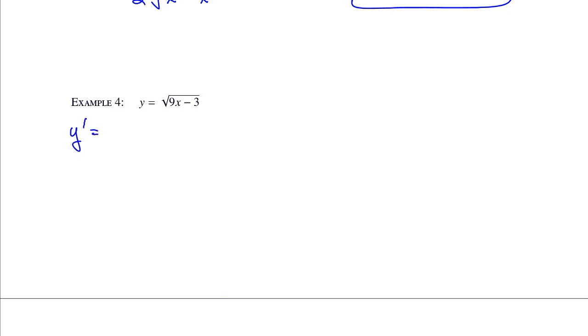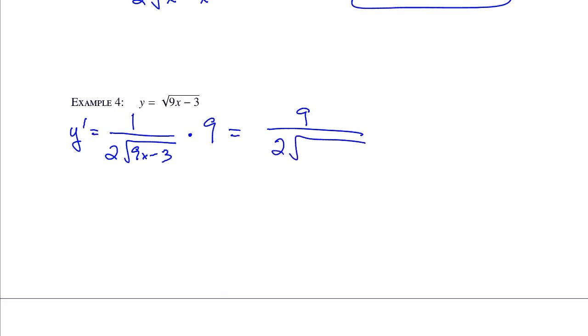So the derivative of the square root function is 1 over 2 square roots of, and then you put in the inside, times the derivative of that inside. The derivative of 9x minus 3 is 9. The best you can hope for here is 9 over 2 square roots of 9x minus 3. You'll get this to cancel if it's even, but it's not in this case, so it stays. Questions?